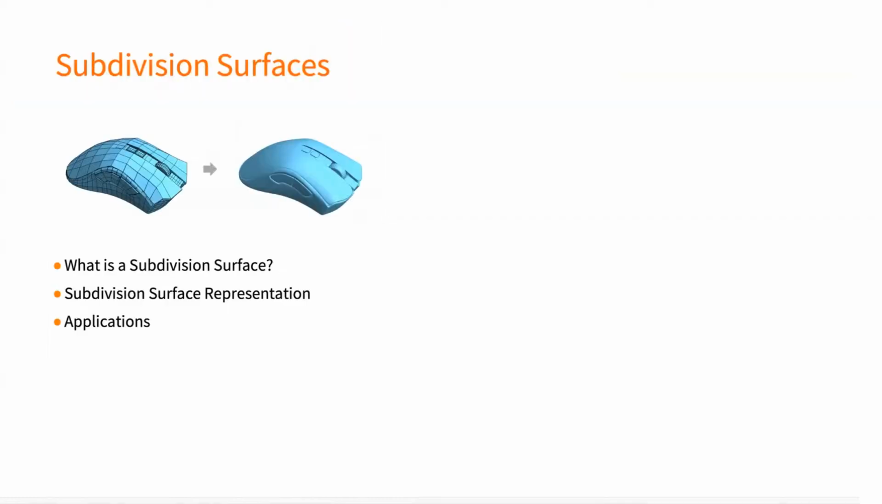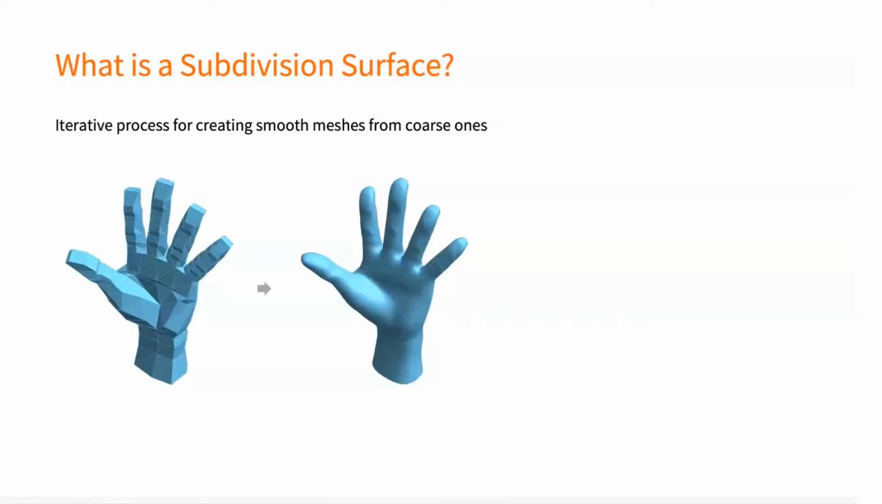Our second major area of data development is subdivision surfaces. Here I'll describe what they are, how to represent them, and their applications. So what is a subdivision surface? Well, subdivision is a process where we take a coarse base mesh and make a more refined, smoother version of it. This is different from the mesh smoothing we saw in mesh processing, as that was meant to remove small, noisy details from an already dense mesh.